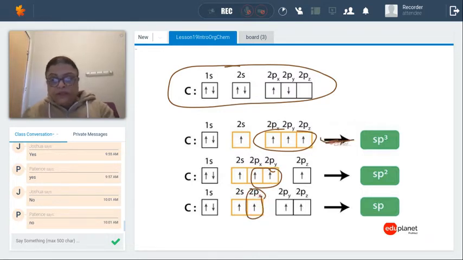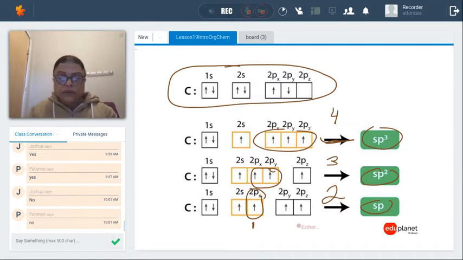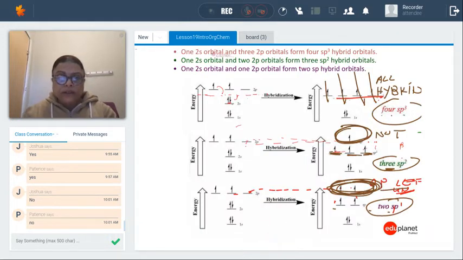When all the p's are involved, we have 4 new orbitals. They are called the sp3 orbitals. So 4 sp3 orbitals. When one is left over, I have 3 new orbitals, and they are called the sp2. When only one of the p's is used, I have the sp, 2 new hybrid orbitals. And that is also what you have here.